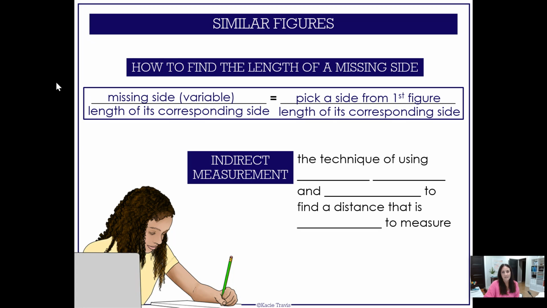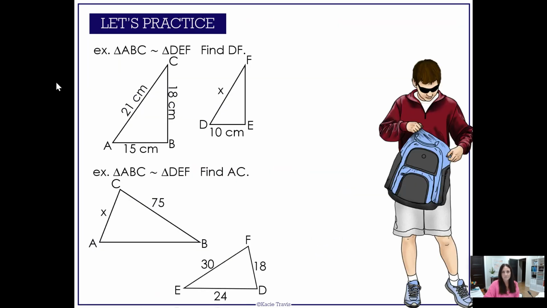Another thing you need to know about similar figures, and I referred to it in the first slide, is indirect measurement is the term that we use when we're talking about that technique to find difficult measures. So we can use similar figures and proportions to find distances that are difficult to measure, and we'll see an example of that in a minute. Let's just try to find some missing side lengths and proportions.